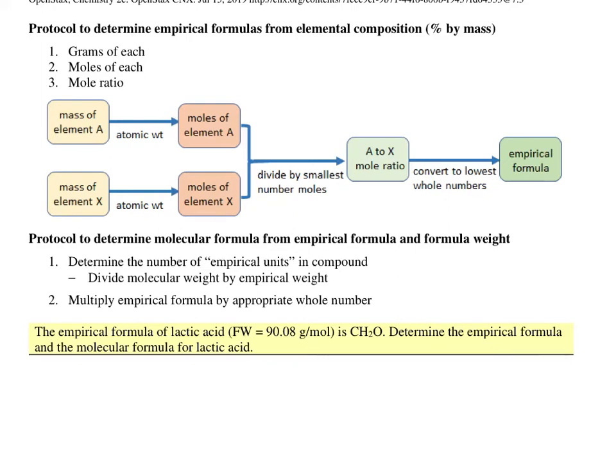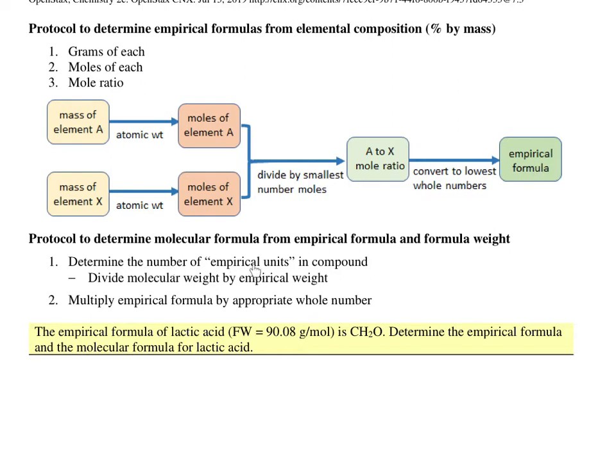Now we're going to do a problem where we go one step beyond the empirical formula. Remember, to determine the empirical formula, we go grams of each element, moles of each element, mole ratio. So once we have the mass of each element, we divide by the atomic weight. We can get to the moles of each element. Then we're going to find our lowest whole number ratio, which is our empirical formula.